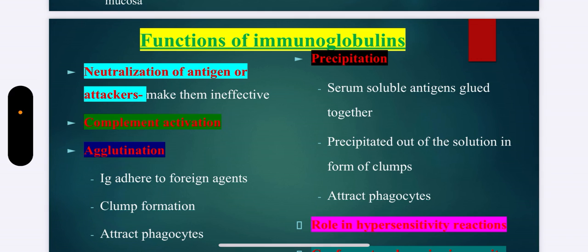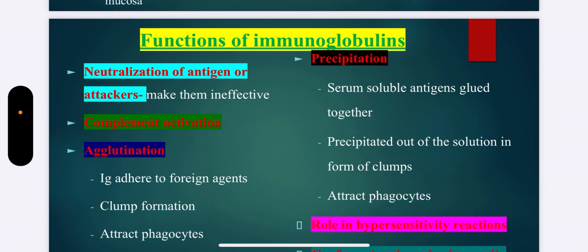Here the functions are enlisted again. Neutralization of the antigen or the attackers, and helpfulness in complement system activation. Agglutination, because immunoglobulins tend to adhere to the foreign antigens together in clumps, which attract the phagocytes. They help in precipitation. Serum soluble antigens are glued together so that they can be precipitated out of the solution in the form of clumps, which are attractive to the phagocytic cells.